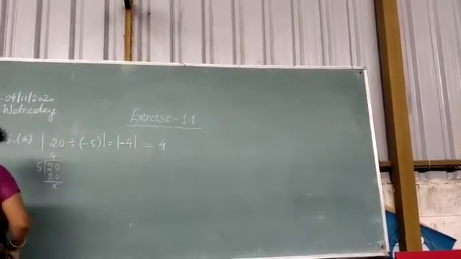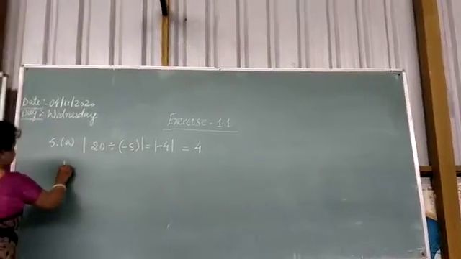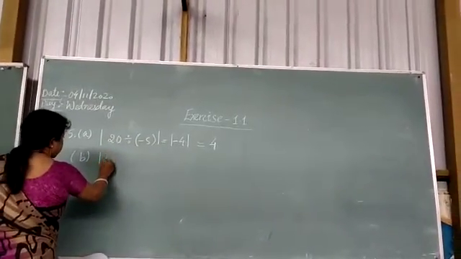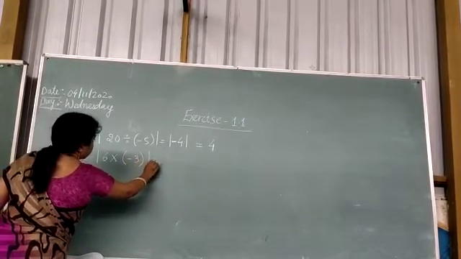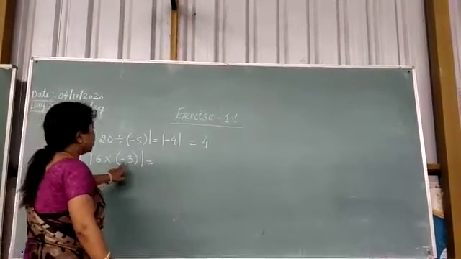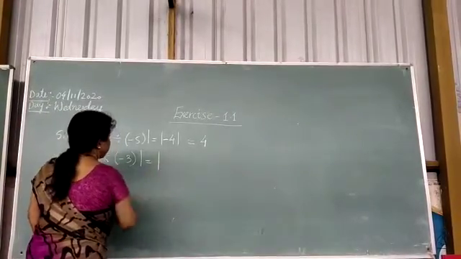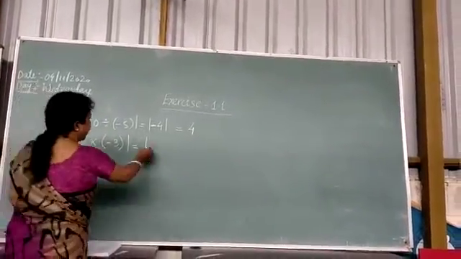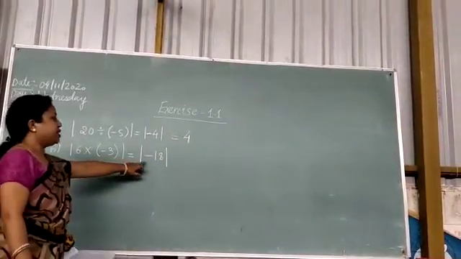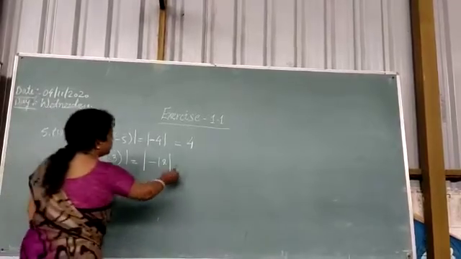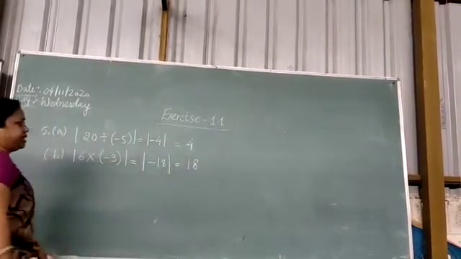Next we come to number B. Number B is 6 into minus 3. Right? So 6 into 3 is how much? 6 3s are 18. So what is our value? We get the value as minus 18 because we have a minus 3. So minus 18. So what will be the absolute value? Absolute value is the numeric value, that is 18.